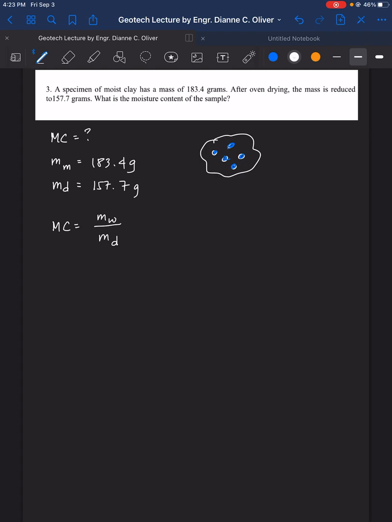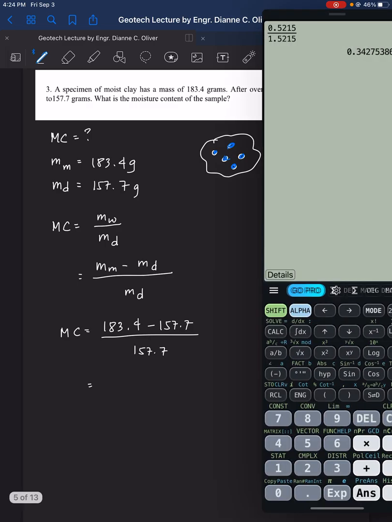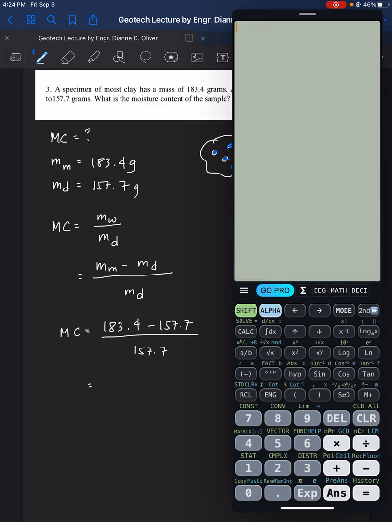How do you get the mass of water, or the water that is contained in the voids of the sample? Of course, what you will do here is you subtract the moist sample and the dry sample. Then you have here MD. So moisture content now is equal to 183.4 minus 157.7 all over 157.7. Then we will now be able to get the moisture content.